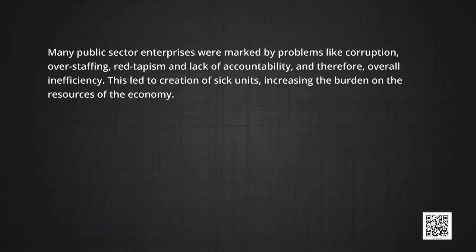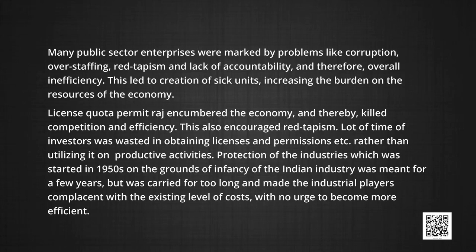Moreover, many public sector enterprises were marked by problems like corruption, overstaffing, red tapism, and lack of accountability, and therefore overall inefficiency. This led to creation of sick units, increasing the burden on the resources of the economy. License, quota, permit raj encumbered the economy and thereby killed competition and efficiency. This also encouraged red tapism. A lot of time of investors was wasted in obtaining licenses and permissions, etc., rather than utilizing it on productive activities.